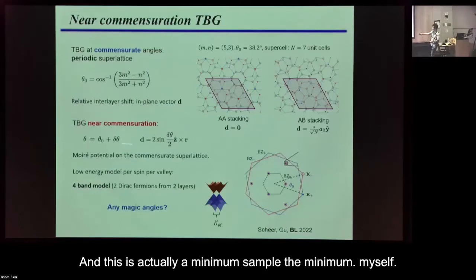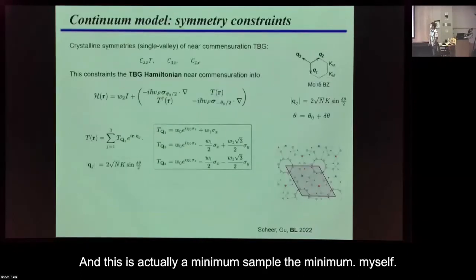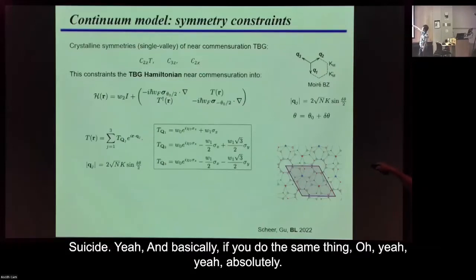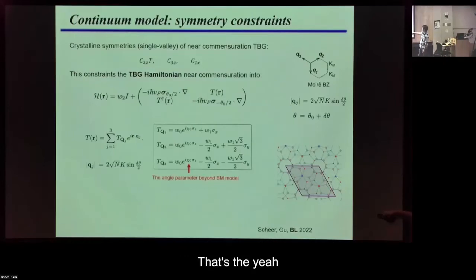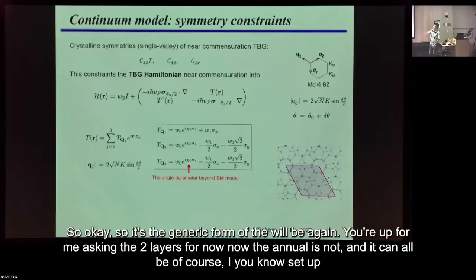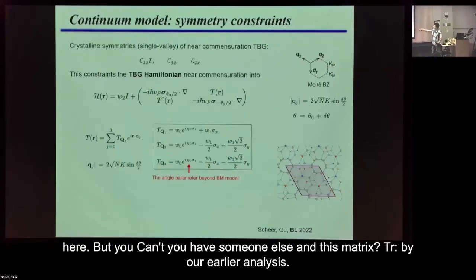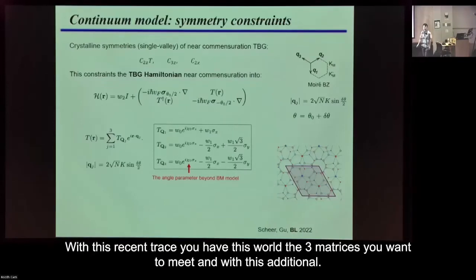Now the setup is that we twist away from this angle by a small amount. And if you do the symmetry analysis, it's basically the same thing we already did, with the same symmetries. So the generic form of the Hamiltonian is a twisted term with Dirac fermions in the two layers, but now the angle theta naught cannot be ignored. So basically these are rotating Dirac fermions. And the matrix T, by our earlier analysis with these three symmetries, has this form with three matrices T1, T2, T3, and with this additional angle parameter.